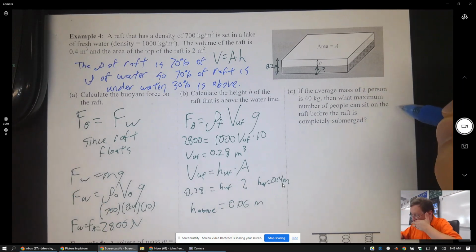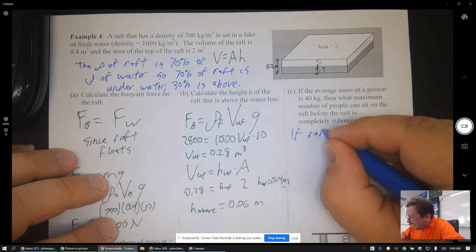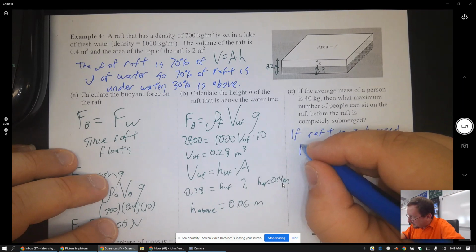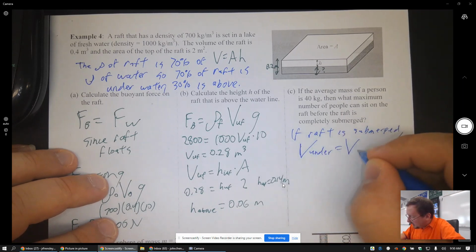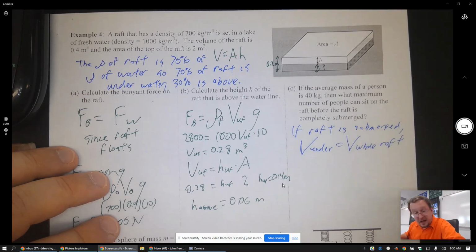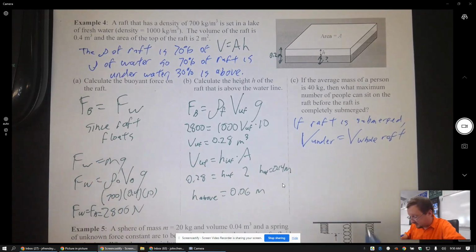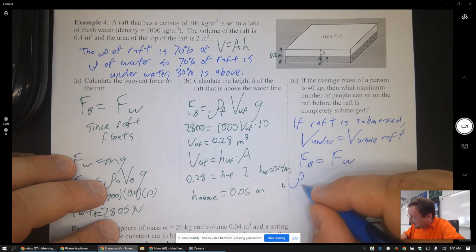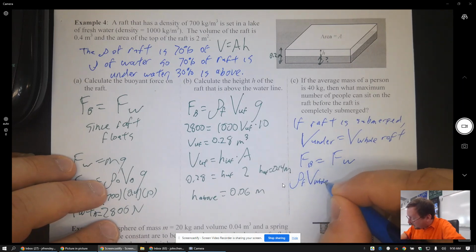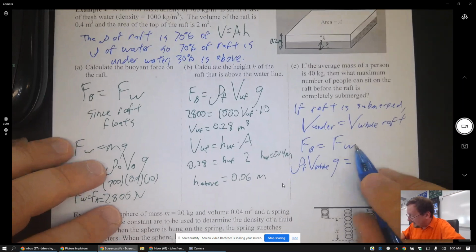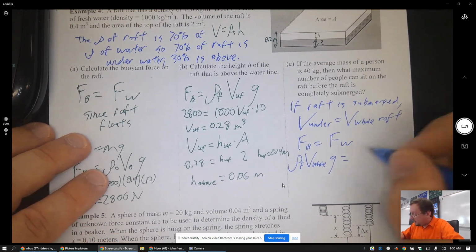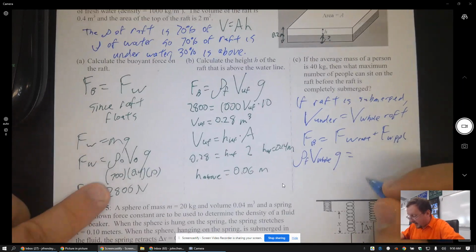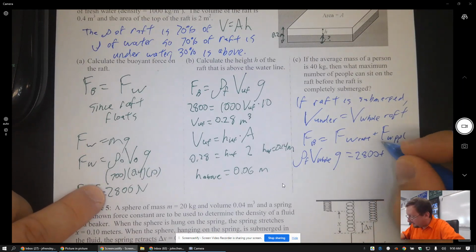Okay, if the average mass of a person is 40 kilograms, what maximum number of people can sit on the raft before the raft is completely submerged? Okay, so if the raft is submerged, right, what are we going to say? That the volume under is equal to the volume of the whole raft. So, assuming the raft is neutrally buoyant and it's about to sink, we're going to say that the buoyancy force equals the weight force. The buoyancy force is density of the fluid, volume, but now it's the whole volume, gravity, and that's going to equal what? Well, there's two weights. There's the weight of the raft, and there's the weight of the people. Okay, so you get 2,800 for the raft's weight.